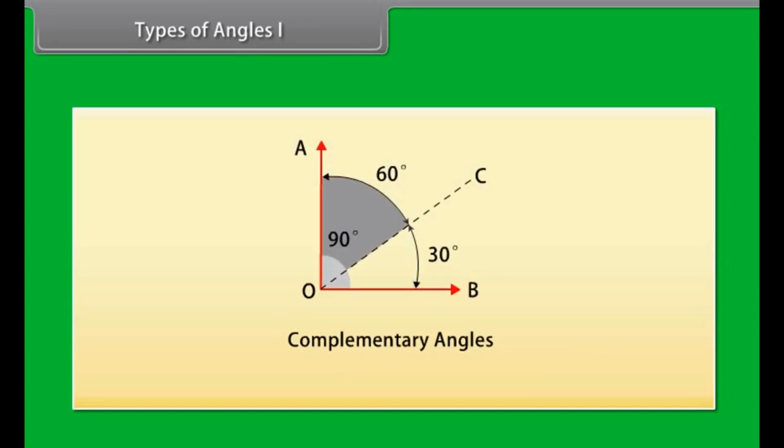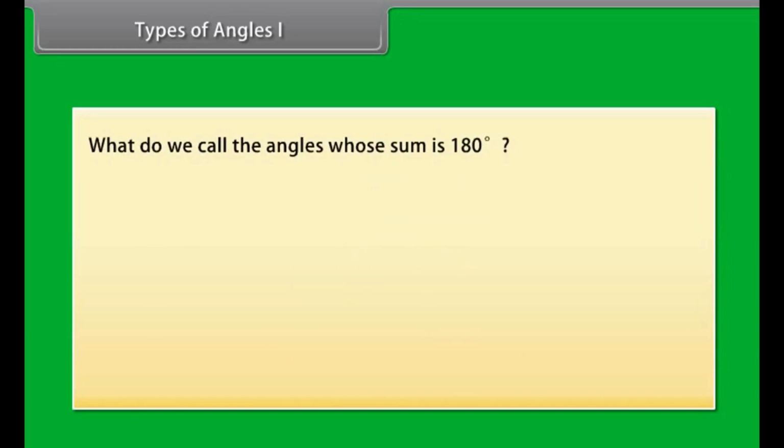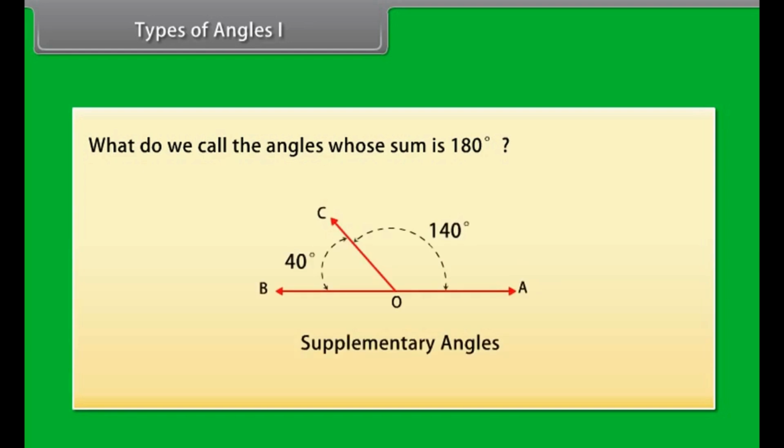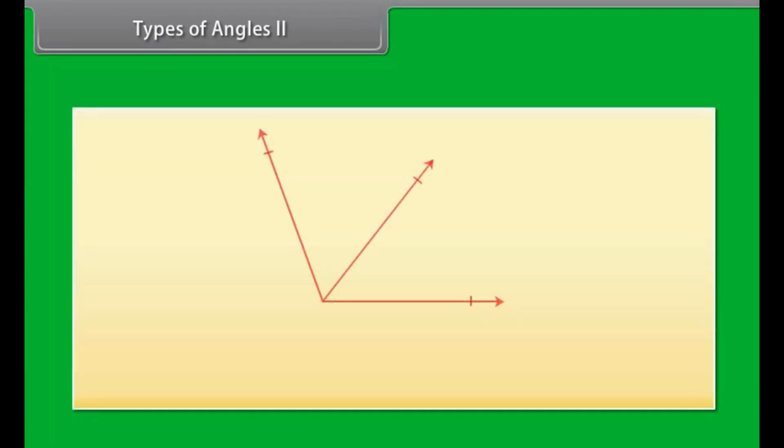We also know that 2 angles whose sum is 90 degree are called complementary angles. What do we call the angles whose sum is 180 degree? Yes, you are right. They are called supplementary angles. Types of angles. Another question for you. What do we call those angles which have a common vertex, a common arm, and their non-common arms are on different sides of the common arm? They are called adjacent angles.